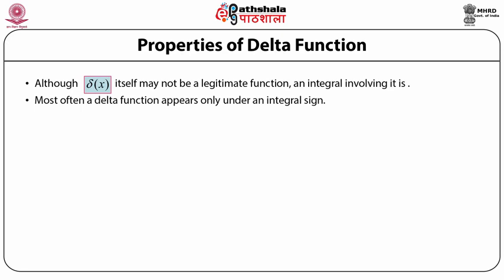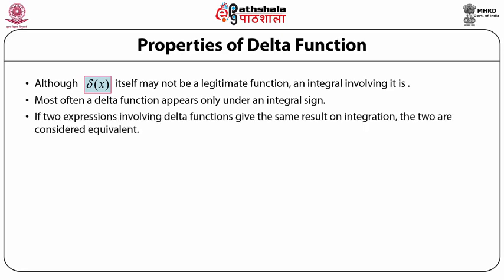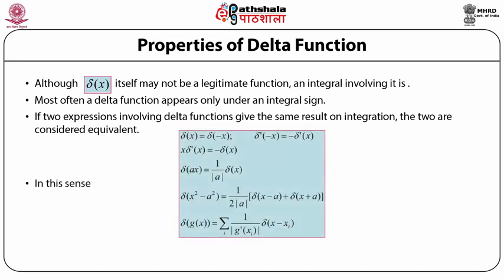Another important property of the delta function is that if we have two expressions which involve this delta function and which upon integration give the same result, then the two expressions can be considered as equivalent. In this sense, we can define the following identities. Delta(x) is equal to delta(minus x). Delta prime(minus x) is equal to minus delta prime(x).